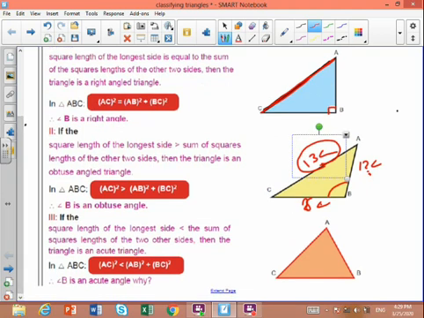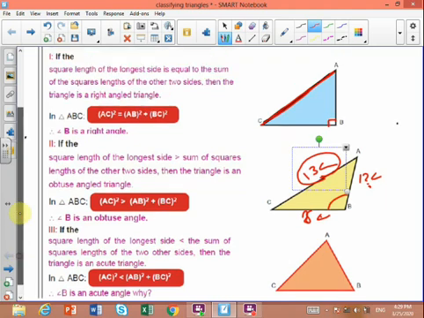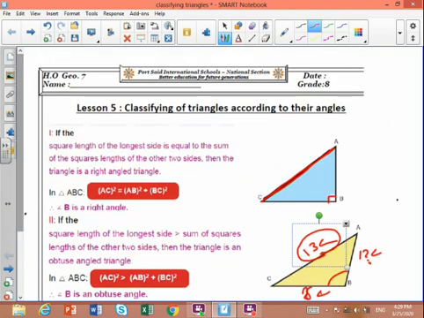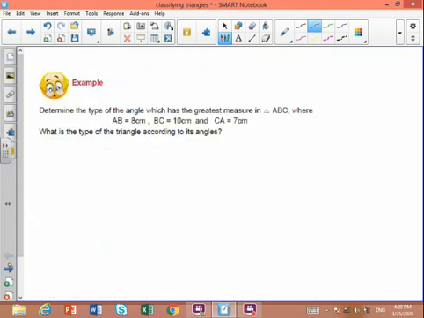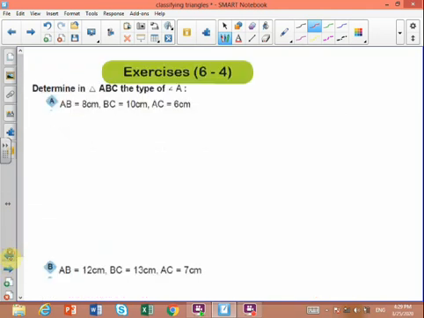And of course, if the square of the longest side is smaller than the sum of the squares of the other two sides, so what? The angle opposite to this longest side is an acute angle, and the triangle is an acute angled triangle. So I can classify triangles according to their angles into right angled, obtuse angled, and acute angled triangles. Okay, let's see one of the exercises here.